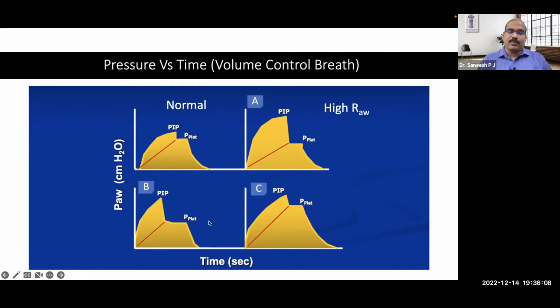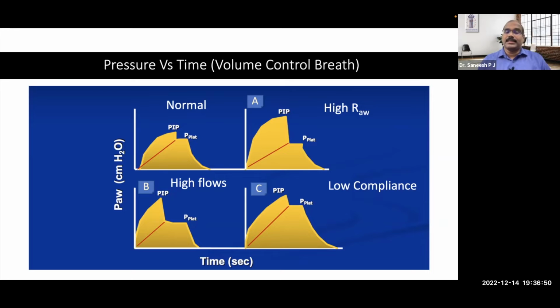Okay. Now, when the flows are high, also the airway resistance will be more, because the more flow you push through the same caliber airways, the peak pressure generated will go up. Still, the plateau pressure will remain the same. And now look at this curve where plateau pressure itself is high. The difference between peak pressure and the plateau pressure is almost near normal. An example of this curve you will be getting will be ARDS, when the lungs are supposed to be very stiff.